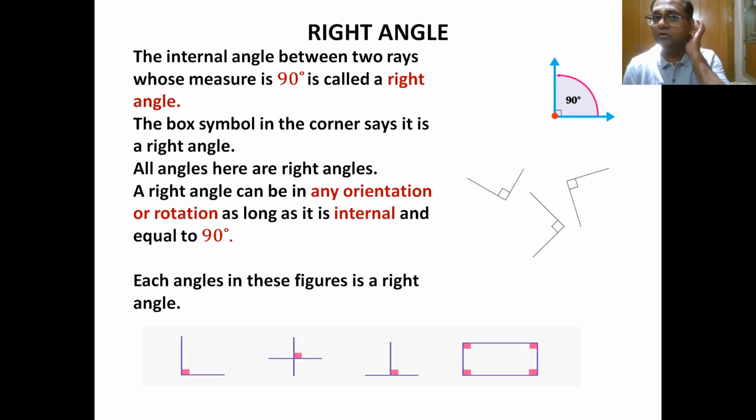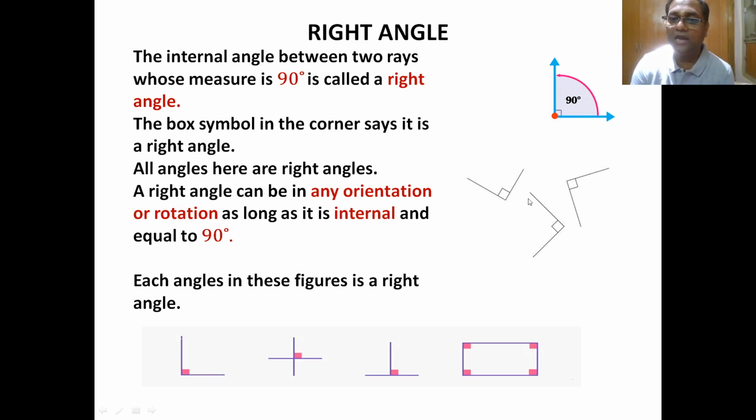Let us know more about right angle. The internal angle between two rays whose measure is 90 degrees is called a right angle. Here in this picture you can see the two blue rays are shown. This is the internal angle. So if the measure of the internal angle is equal to 90 degrees, it is called a right angle. The box in the corner says it is a right angle.